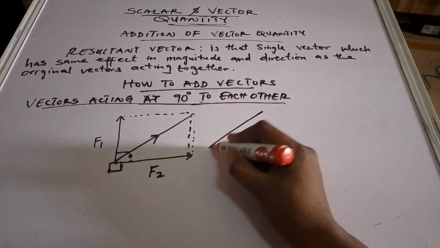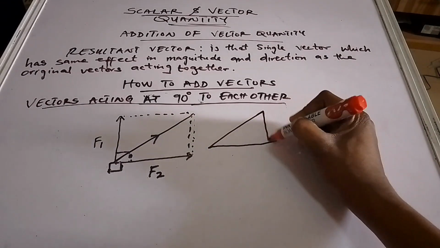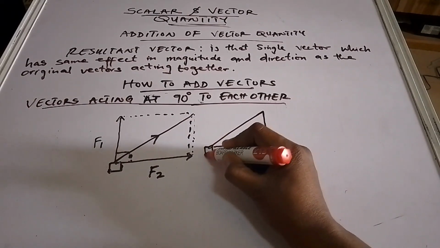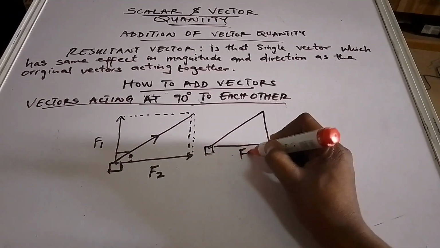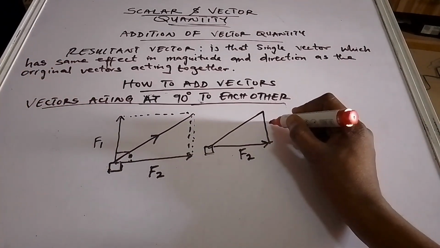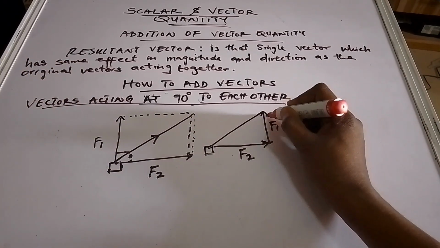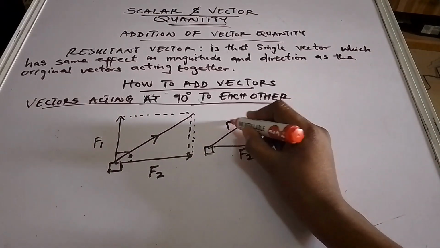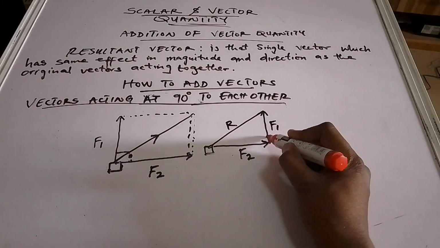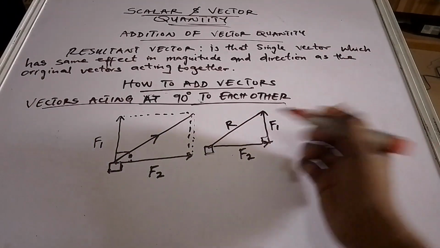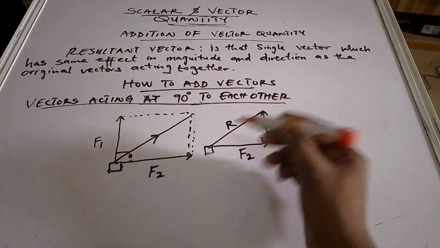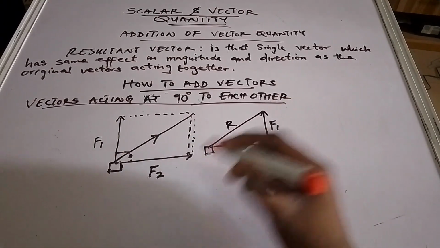So let's take this one out. If you take it out, it's going to look like this. This is where the object is acting. This is our F2 acting in this direction, and this is our F1 acting in this direction. This one is going to be our resultant. If the forces are acting at 90 degrees, we are going to find this hypotenuse using our Pythagoras theorem.